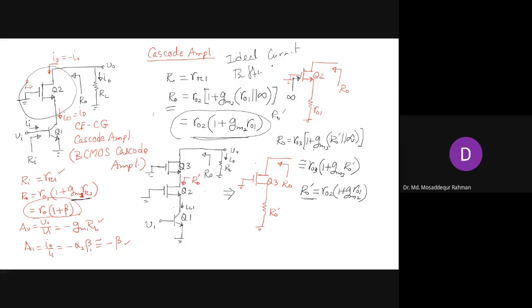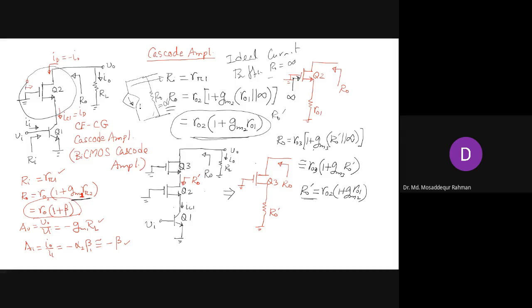Ideal current buffer, like an ideal current source, right? At the output side it works like a current source, and an ideal current source should have infinite output resistance. This is the usual current source symbol we show. For the ideal case, this should be infinite, so that no current will flow into this output resistor. All the current will go into whatever load is connected here.